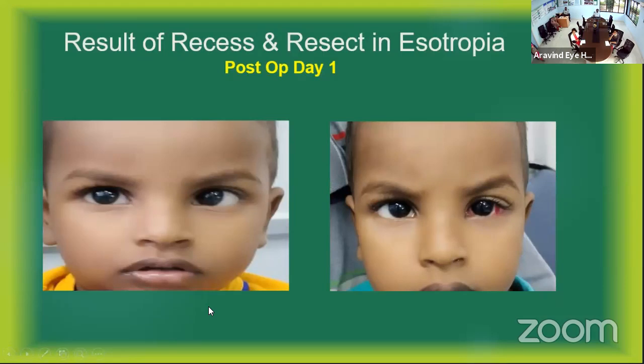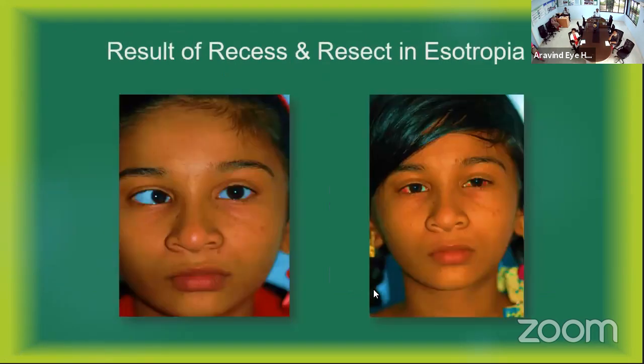And these are some of our post-op photos. You see on post-op day 1, a large angle squint, which is being corrected with the recess resect procedure. You see, though the correction has been done, it appears as though the child is having a squint. So this is what we call pseudo squint, because there is a very large nasal bridge. You see a very large nasal bridge, and we have the epicanthal folds. So it appears like a pseudo squint, but actually the eye is straight with a good correction.